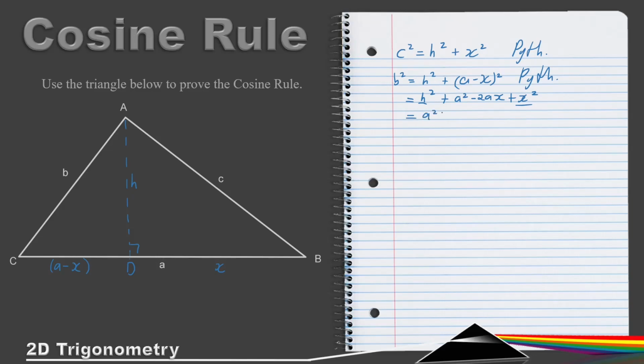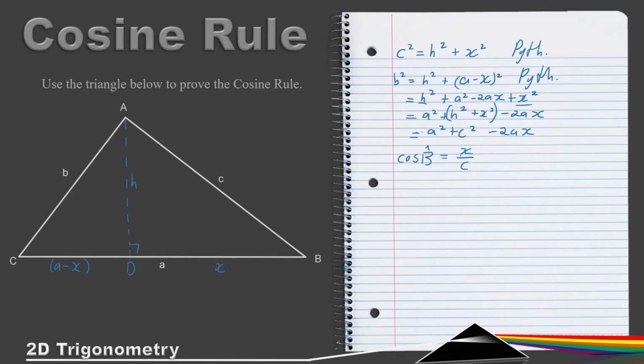So I'm going to start with a squared plus h squared plus x squared minus 2ax. Then this part over here I can replace with c squared. So this is a squared plus c squared minus 2ax. Now what we're going to do is find the cos of angle B. So cos B is adjacent over hypotenuse, so it's going to be x over c.